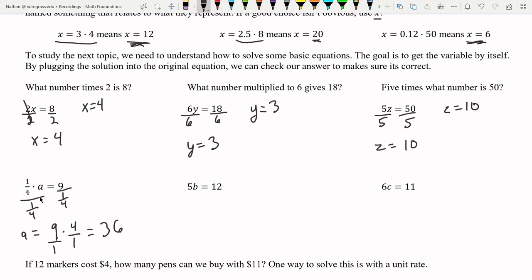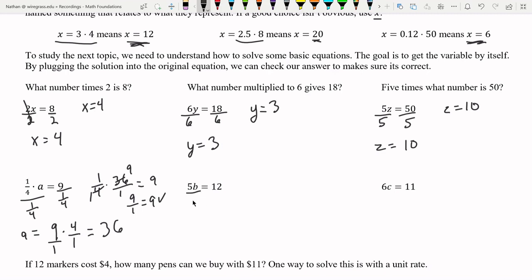1/4 times 36. The 4 and the 36 can cancel, right? The 4 and the 36 cancel to give me 9. 1 times 9 is 9. 1 times 1 is 1. We get 9/1 equals 9. That's a true statement. I was just checking my work there.